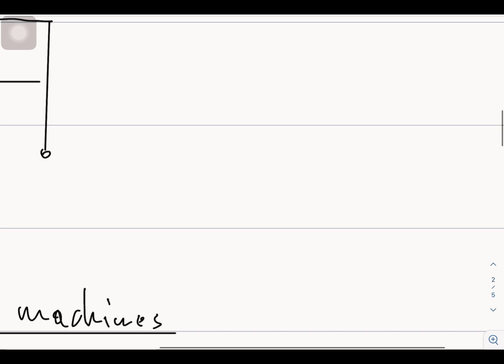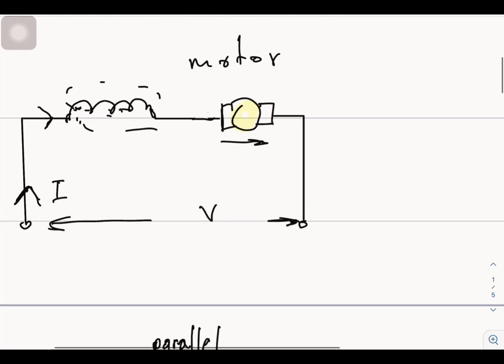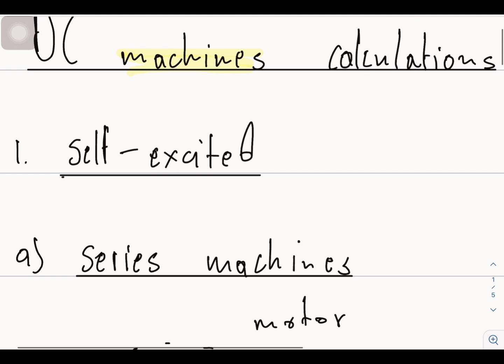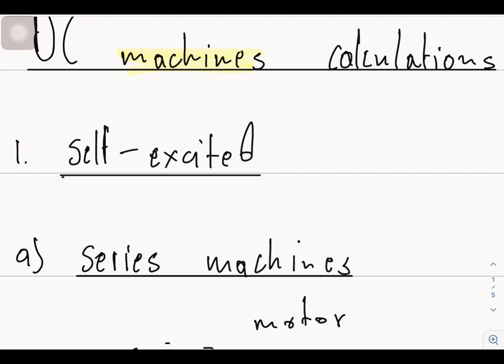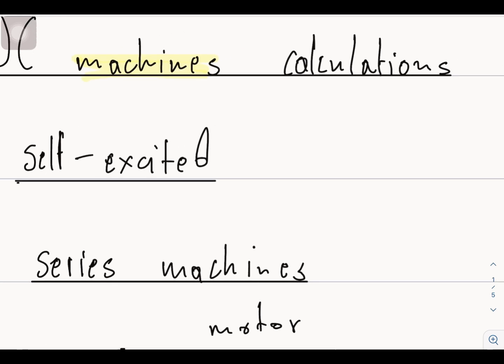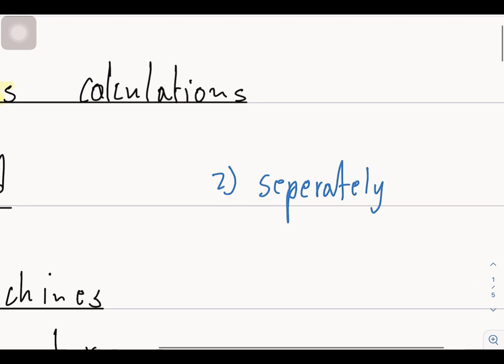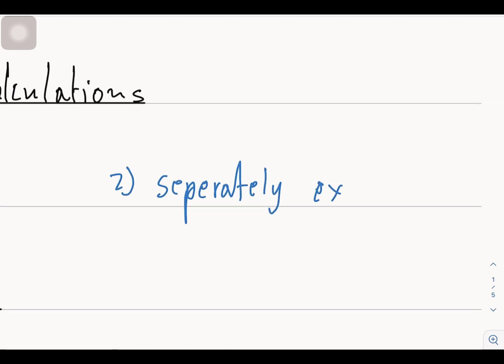Okay, the second category of DC machines, let me write it in blue. Sorry guys, I'm making a mistake. The second category of DC machine is separately excited. Self-excited has only one type.